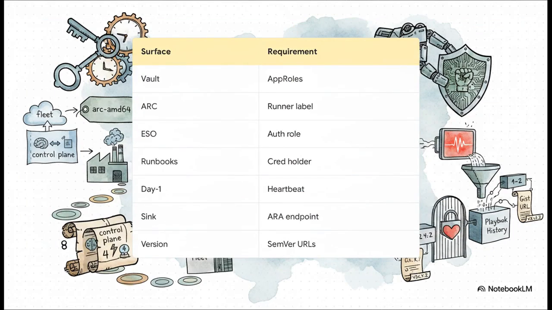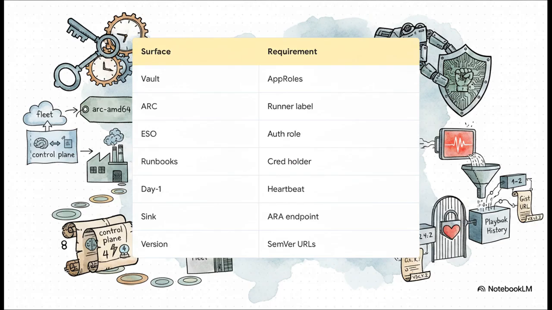Let's take a rapid-fire tour of the contract's actual surface. It's broken down into 7 distinct sections. First up, the Vault server. This requires 2 specific app roles, Host and Bootstrap, and mandates a strict 90-day secret rotation, plus a defined degraded mode if Vault seals. Second, the Arc runner. This hinges on a single label, arc-amd64. And notice the producer-consumer flip here. The fleet actually authors the recipe, but the control plane builds it. Really elegant.